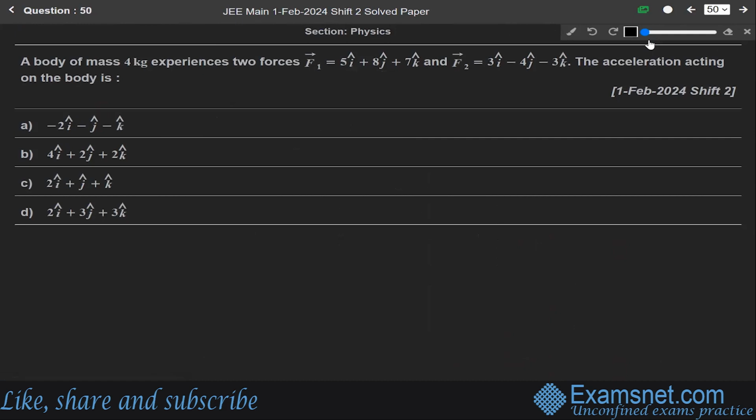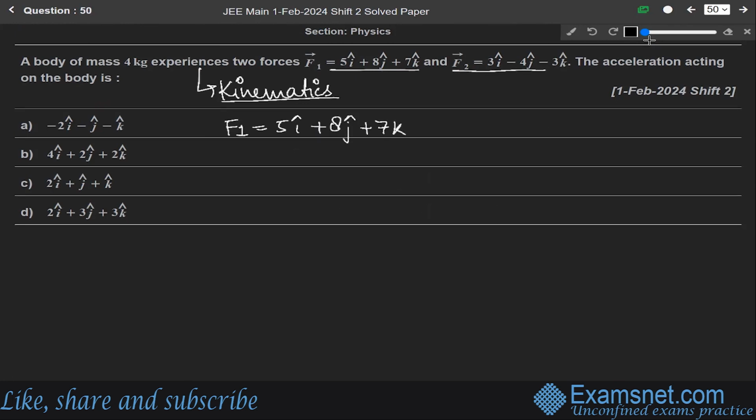Okay, now next question 50. A body of mass 4 kg experiences two forces F1 and F2. The acceleration acting on the body is. So this question is from the chapter of kinematics. Okay, we are given two forces F1 and F2 and we have to find the acceleration acting on the body. So F1 is given as 5 i cap plus 8 j cap plus 7 k cap, and F2 is given as 3 i cap minus 4 j cap minus 3 k cap.